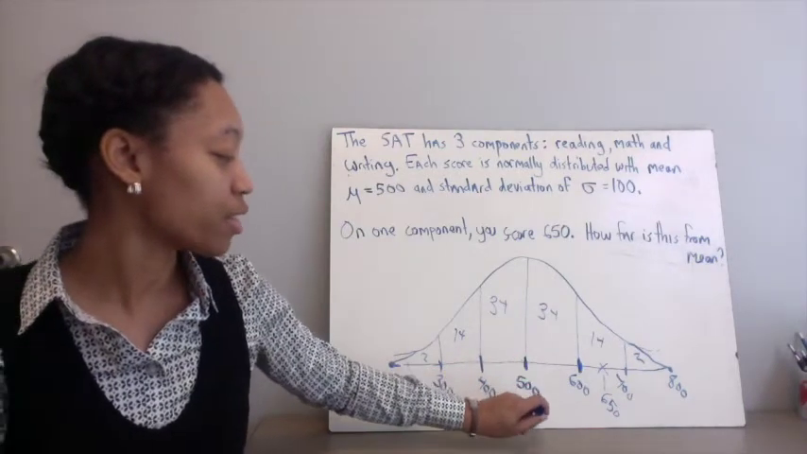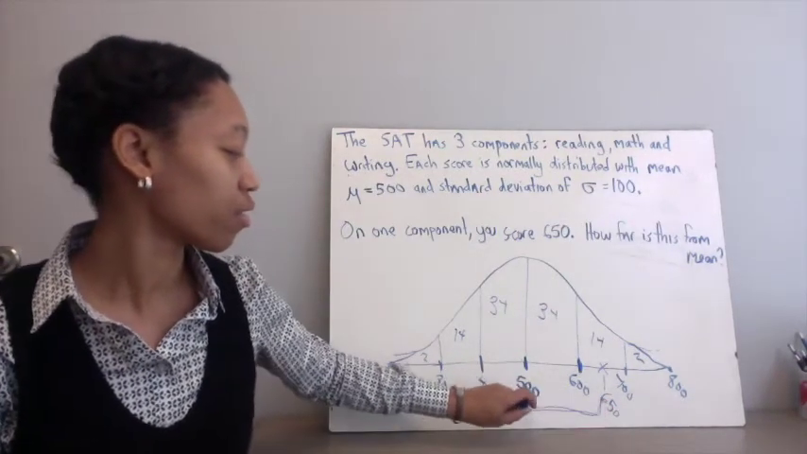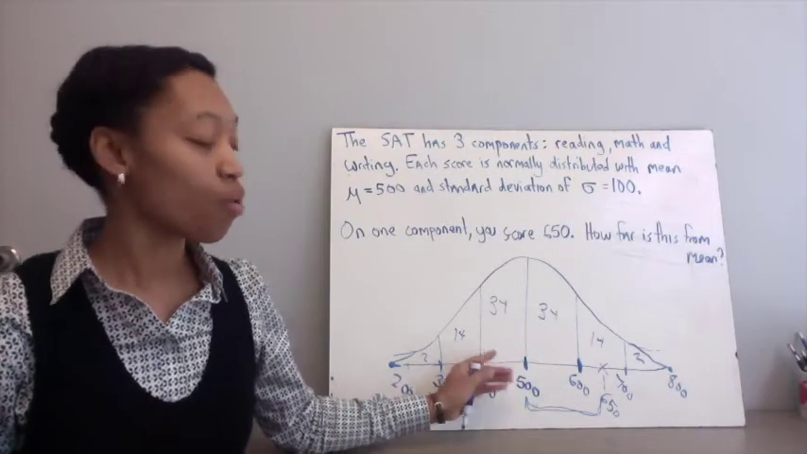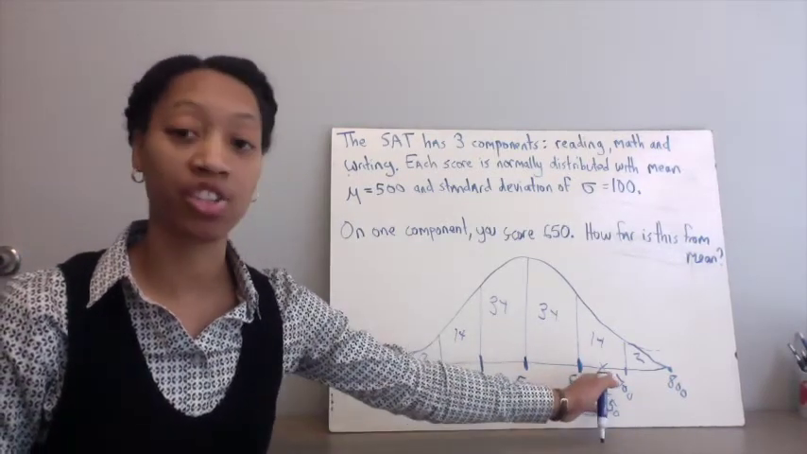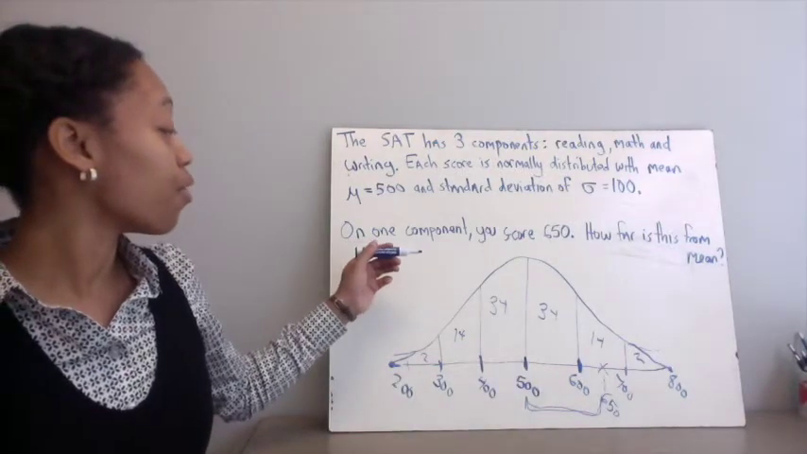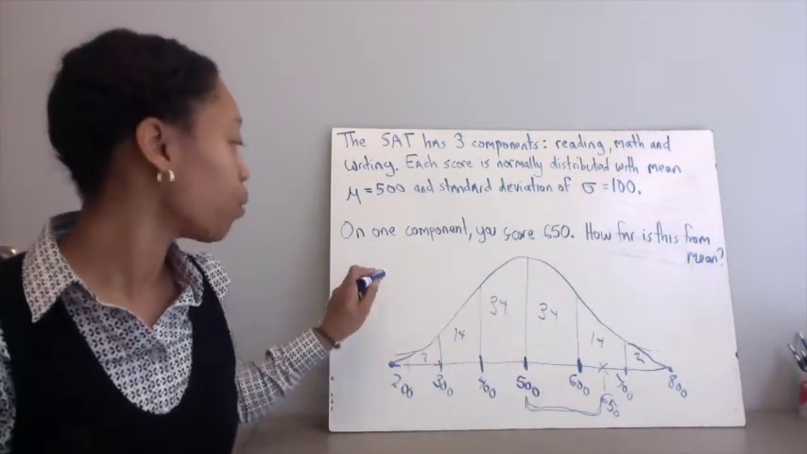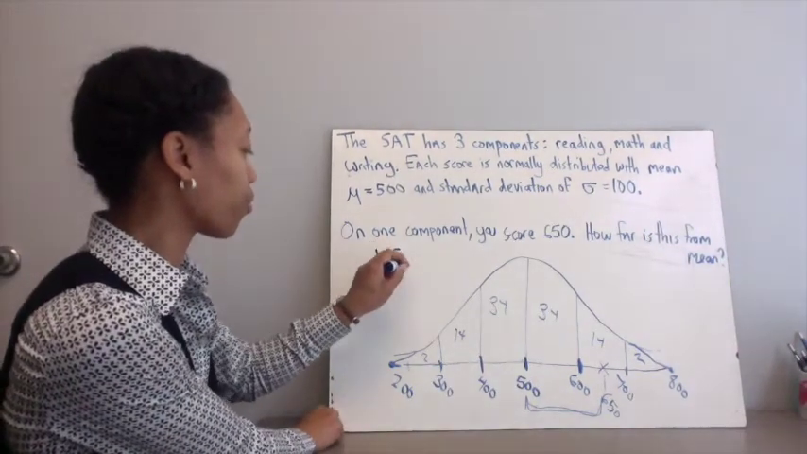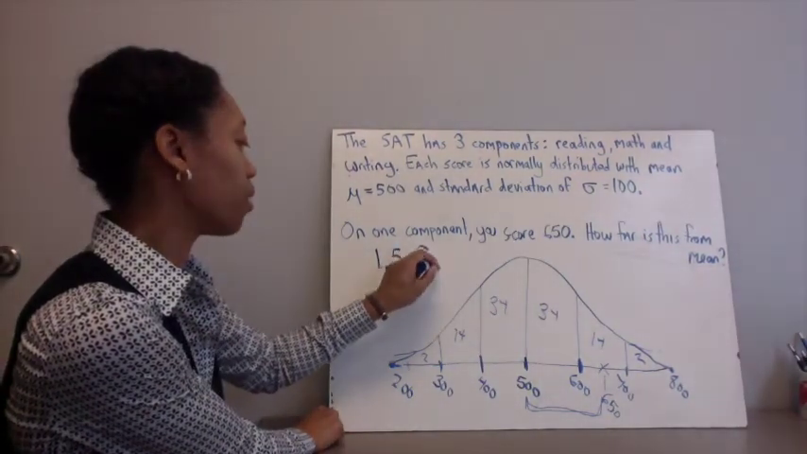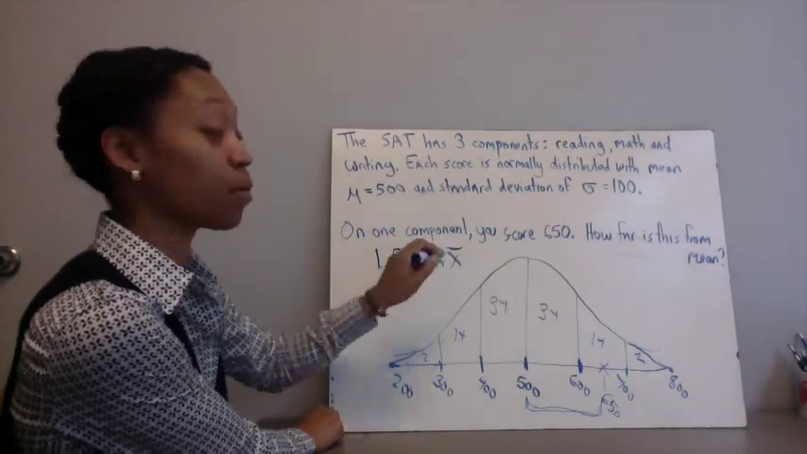So how far is that from the middle? Well, I can see that I'm coming over 1 section and half of one more section. So the answer is that this is 1.5 from the mean. I'm going to put X bar.